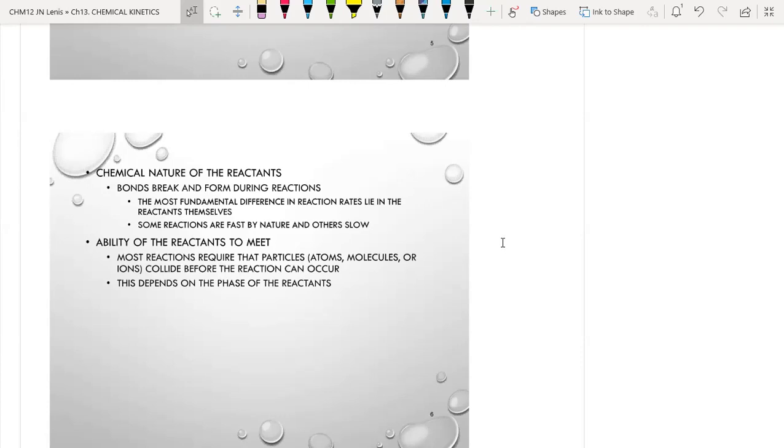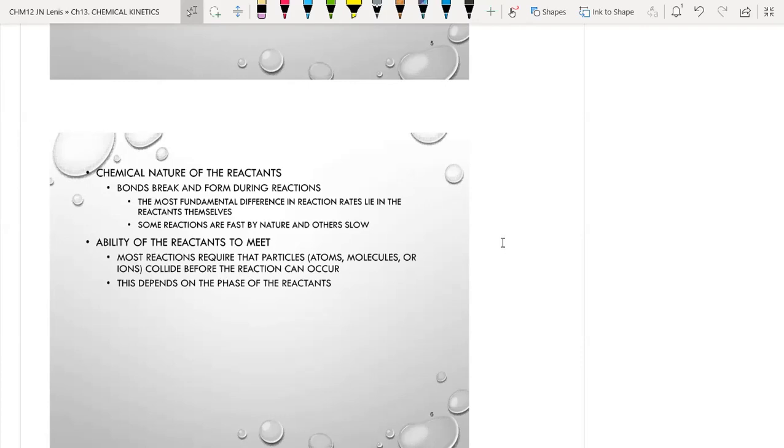Sodium is very reactive with water and oxygen, but it's not reactive with oils. So the nature of the material is important. Another example, and those reactions go fast. For example, the reaction of sodium and water is a very fast reaction and produces a lot of heat. So they are by nature fast reactions.